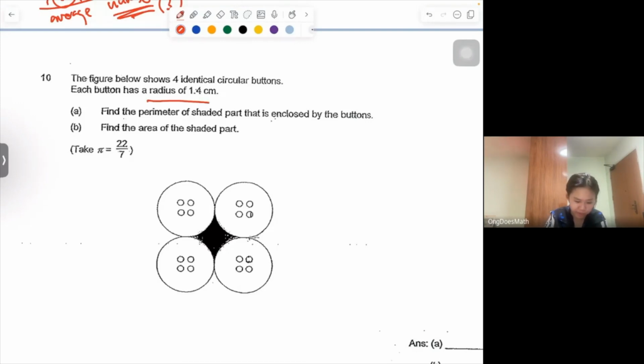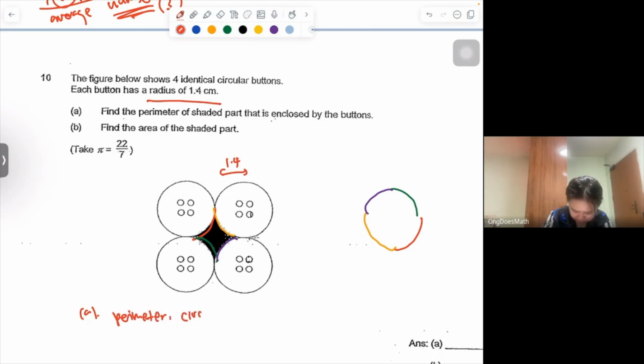So radius of 1.4 cm. Radius is here, so half of the diameter. To find the perimeter means you have to add up this side plus this side plus this side plus this side. So I'll help you trace. This side will equate to this side, and this side will equate to this side. So I hope you can see that the perimeter is actually just the circumference of a full circle. So part A, perimeter, just circumference of a circle.